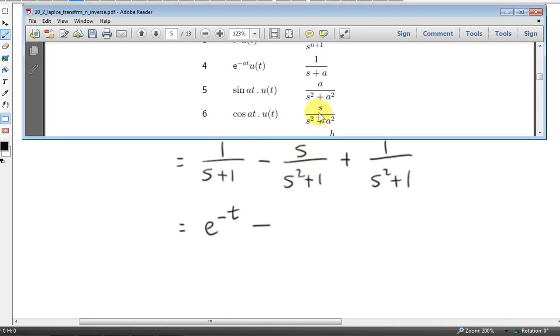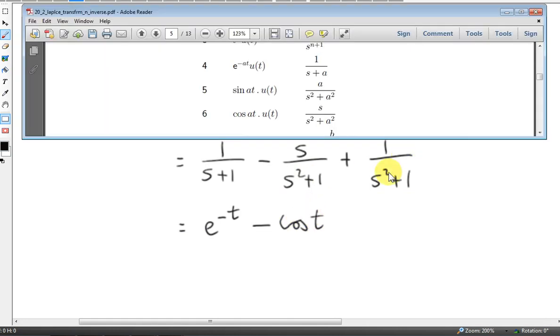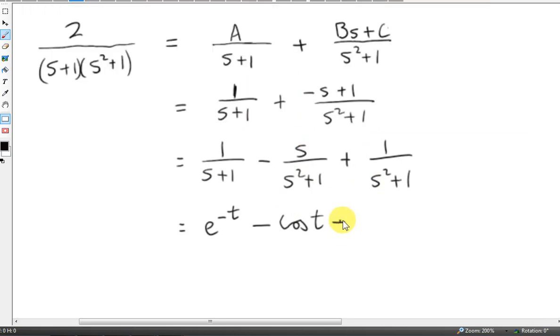For the next one, comparing to this one here, we can see that a squared is equal to 1. So that means a is the square root of 1, which is 1. So we get cos of 1t. And for this one here, we have 1 over s squared plus 1 squared. So that fits this exactly. So a is equal to 1 for this one. So we get sine 1t.